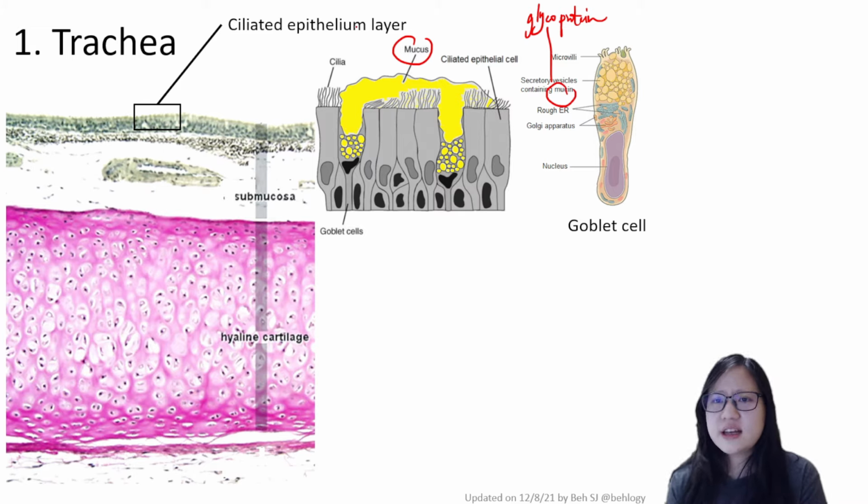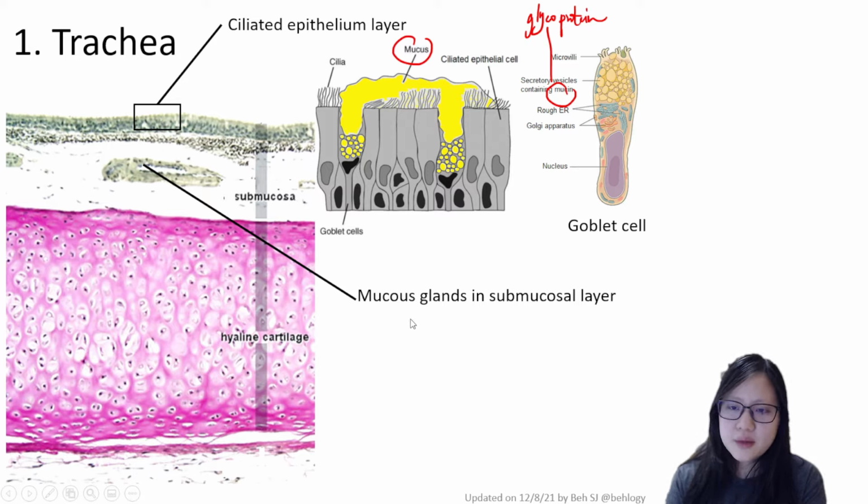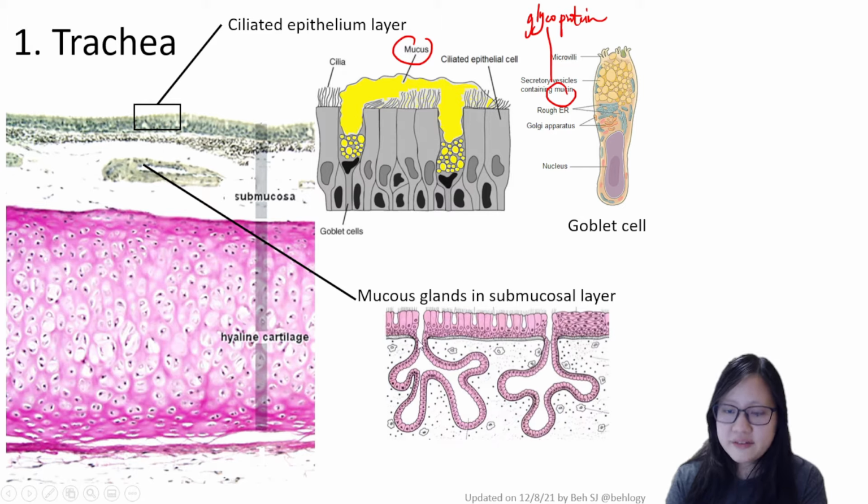Now that's the ciliated epithelium layer. That's the first layer. How about the submucosal layer? And what do the mucous glands look like? So in the submucosal layer here, there are some elastic fibers on top, visible in this diagram. Mucous glands, well, they have this kind of structure.